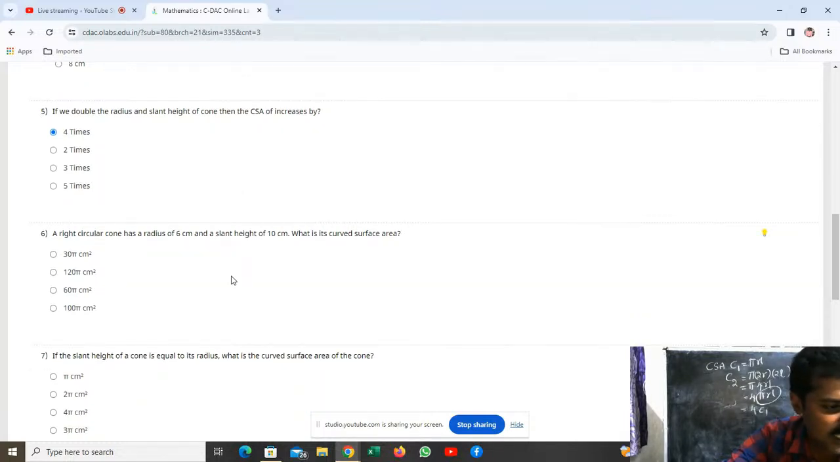We'll move on to the sixth question once you go through that. A right circular cone has a radius of 6 centimeters and a slant height of 10 centimeters. What is its curved surface area? I think everybody can do that. No need to substitute the value of pi. Please give me the answer. Sixth question, you can definitely say the answer. Question number 6.